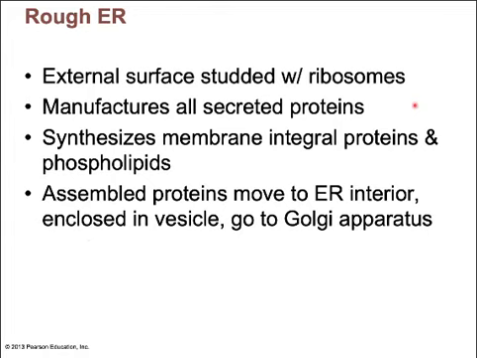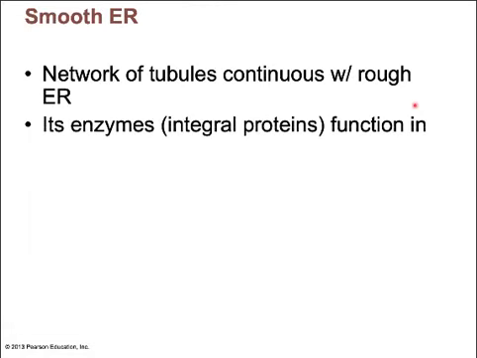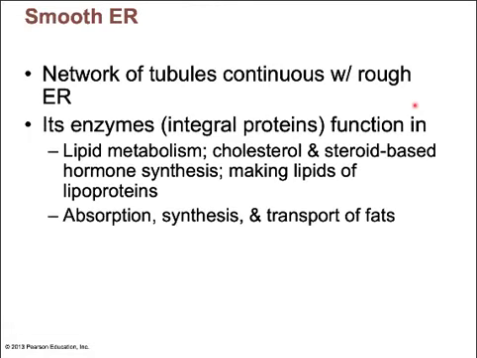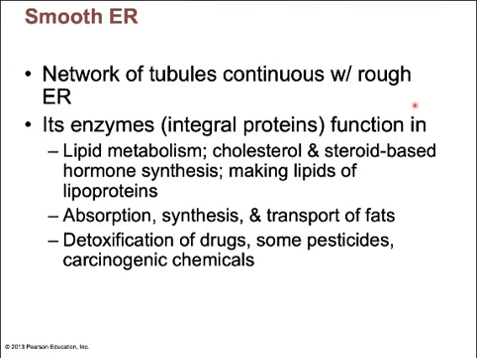So the rough ER synthesizes membrane integral proteins and phospholipids, which then move to the ER interior, get enclosed in a transport vesicle, and then get moved to the Golgi, while the smooth ER, which is continuous with the rough ER, has enzymes that are involved in lipid and sterol metabolism, cholesterol metabolism, hormone synthesis, and making the lipids that go into structures called lipoproteins, which are used to move lipid around in the blood.